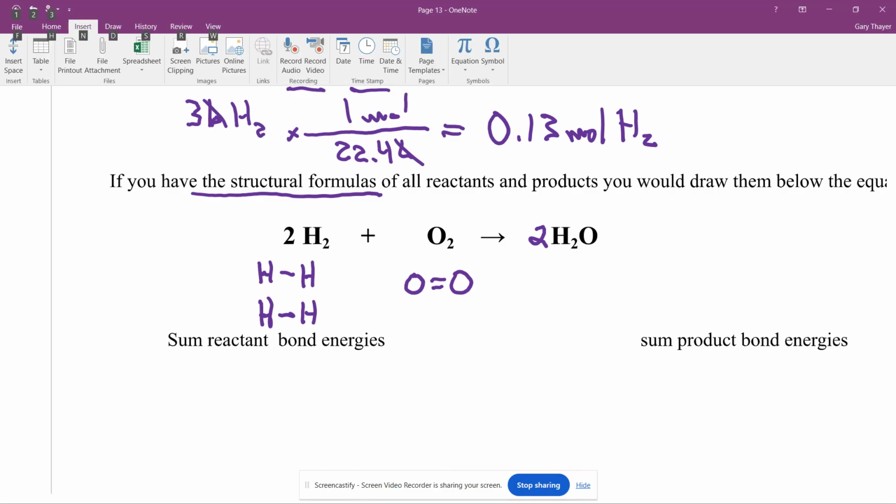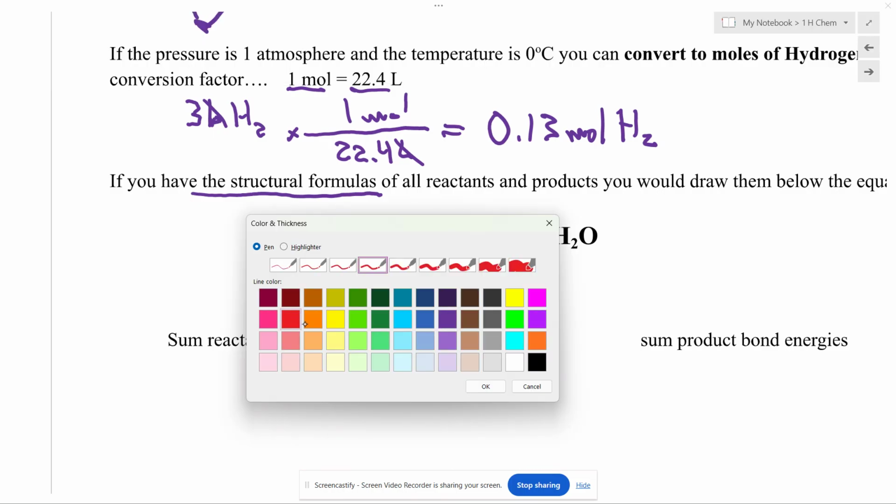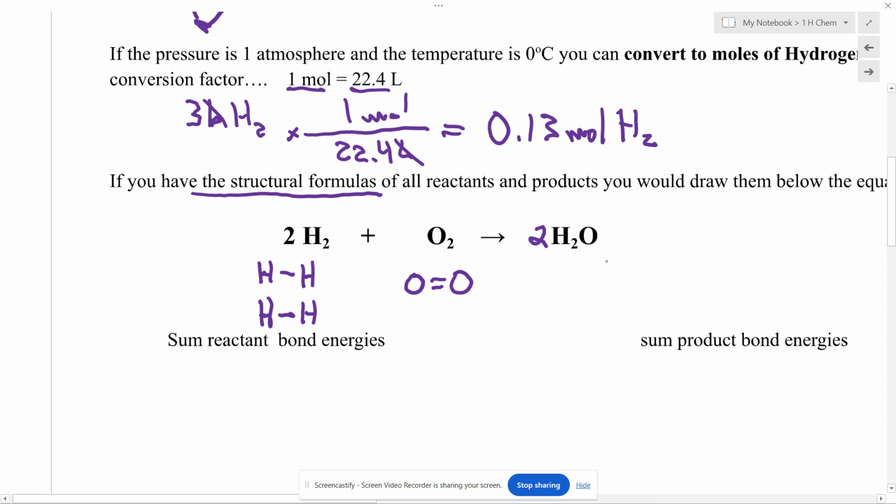Let's draw all of the products. And I'm going to choose today to draw everything about the products in red. So there are two waters. That's two H2O. And in each H2O, there are two bonds that are identical in each water. Identical for our purposes here. So that is all the structural formulas of the reactants and the products. So you have to have those as your first step.